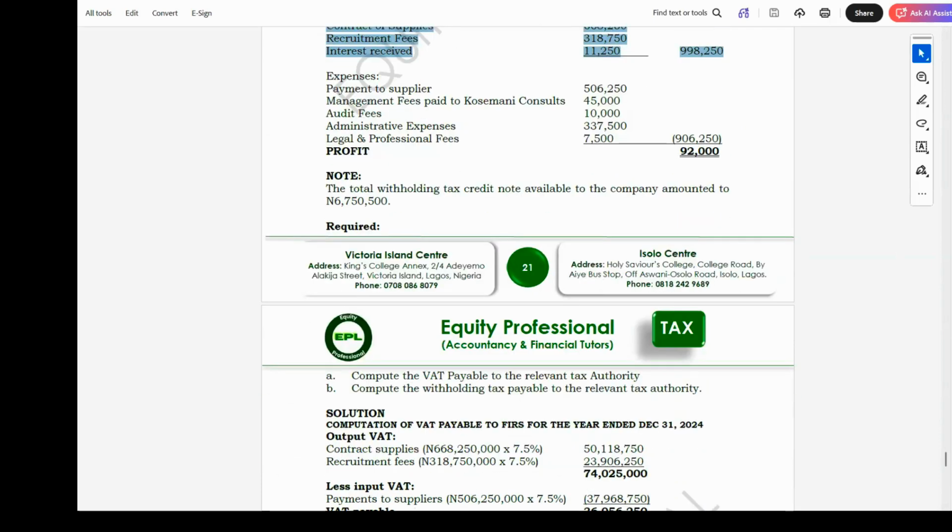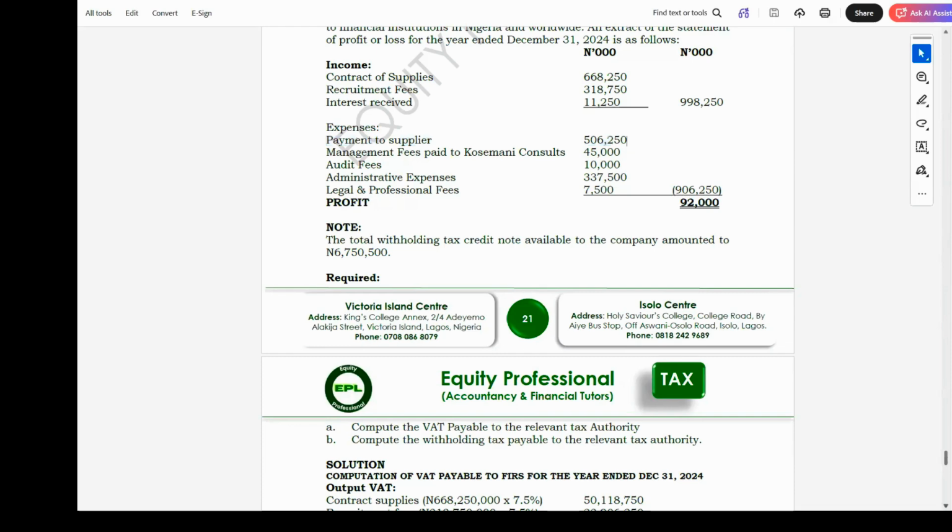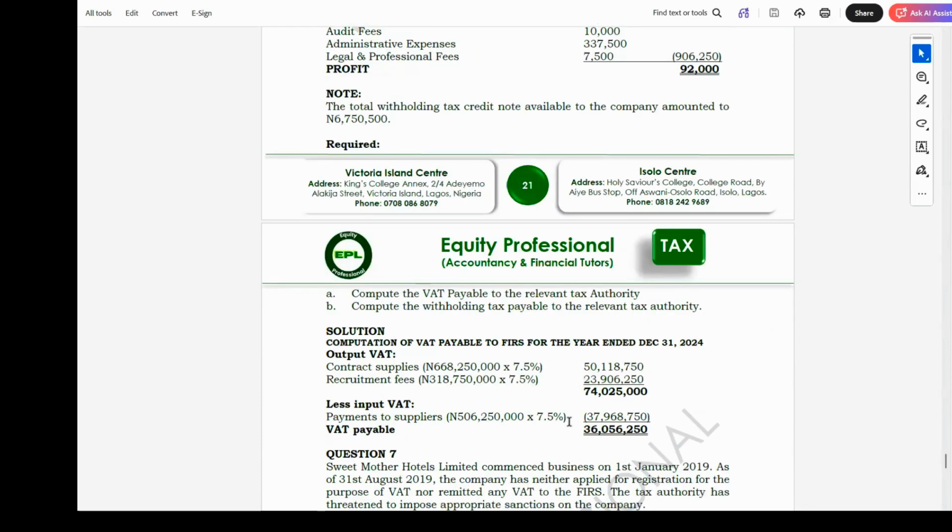Then our expenditure will give rise to input VAT. Under the input VAT, we have payment to suppliers. Your suppliers are your direct suppliers. They are the ones supplying you the items that you are going to supply to your customers. So that will give rise to input VAT. We are not told that it is exclusive, so we multiply the value by 7.5% to get the input VAT.